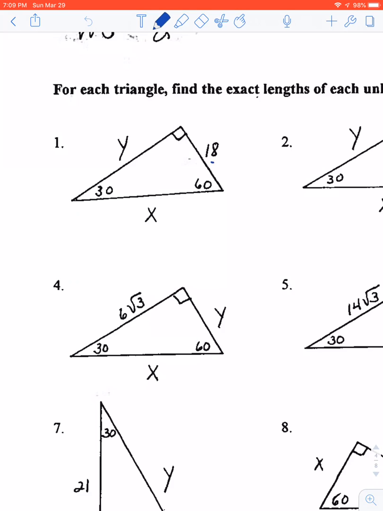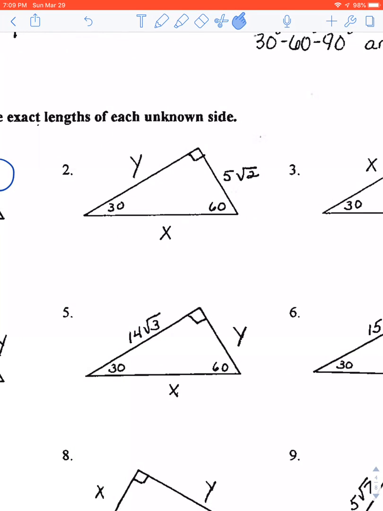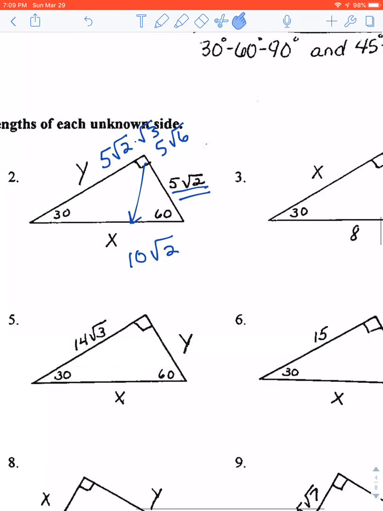I'm given the easiest side, the base side, so I know doubling it will give me the hypotenuse. And if I multiply it by the square root of 3, that'll be the long leg. Okay, the second one, they give us, again, the short leg, which is good because we're just going to double it to get the hypotenuse. Remember, the hypotenuse is always opposite the right angle. And then we're going to multiply that base side by root 3. When we do that, we'll get 5 root 6.